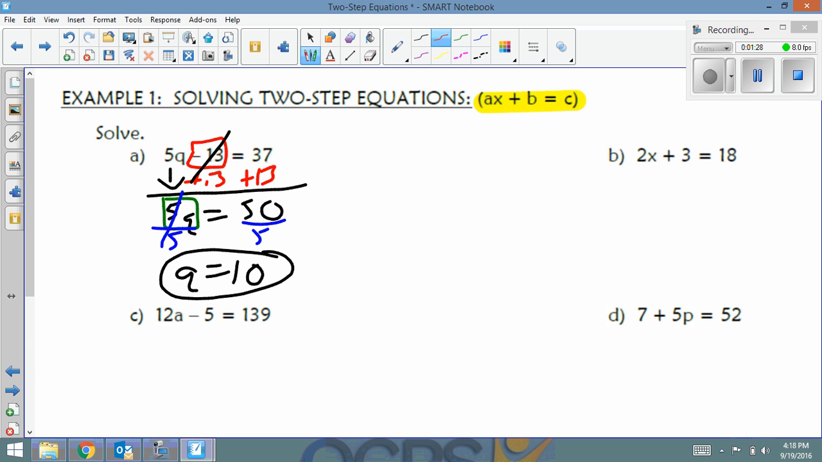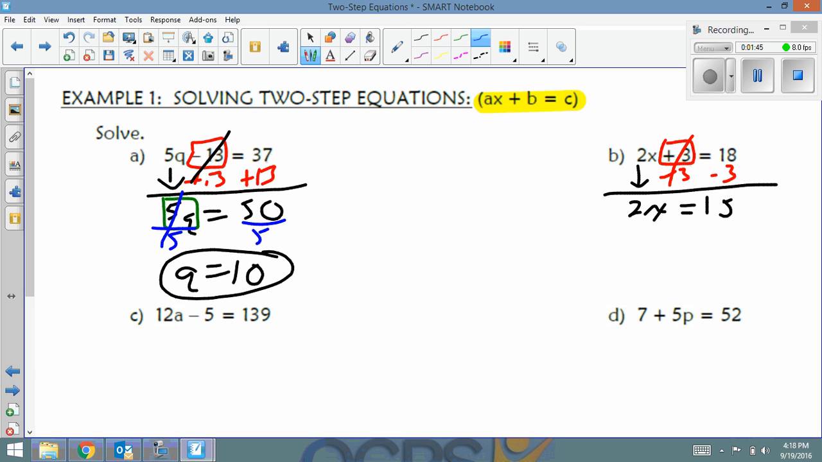So let's do this one. The first step is we got to move this 3. Since it's positive, we got to make it a negative 3 underneath. Whatever I do to one side, I got to do the other. So I'm going to have 2x. Those 3's canceled out. Is going to equal 15.